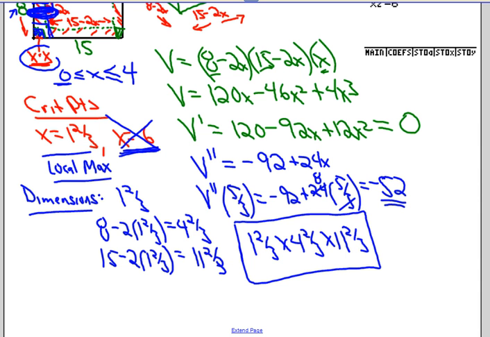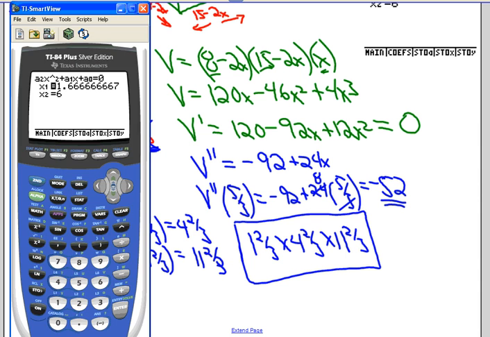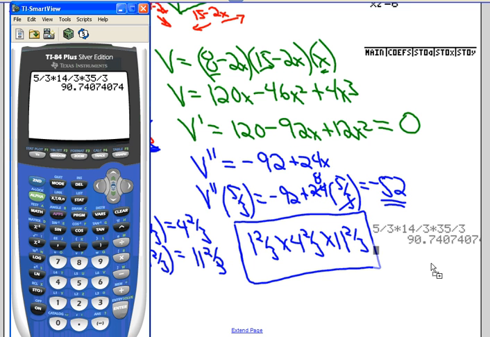And now, let's check what that volume would be. So let's pull out our calculator for that. I've got 1 2/3, otherwise known as 5/3. I'll take it times 14/3. I'll take that times 35/3. And this is our maximum volume for this box, 90.7407. We'll save that here.